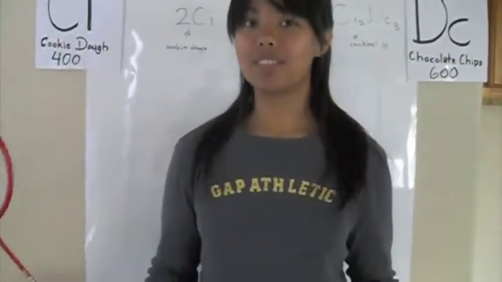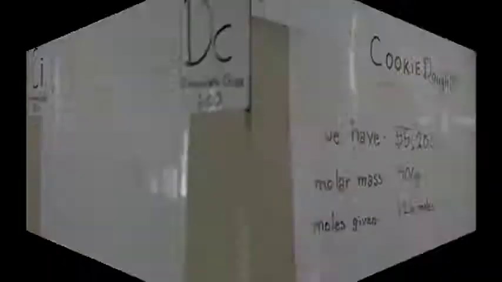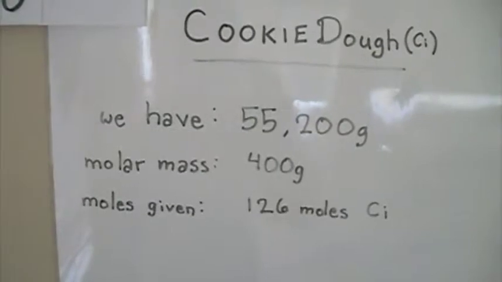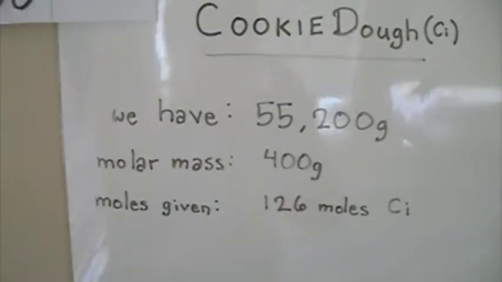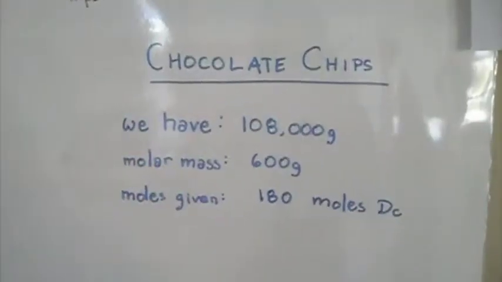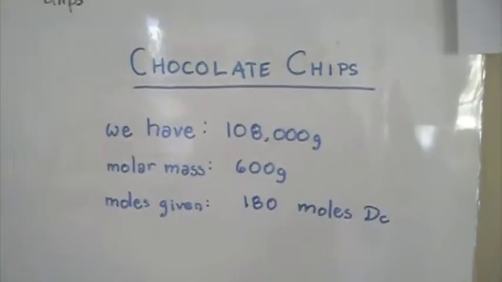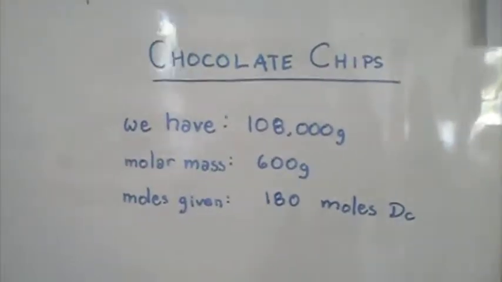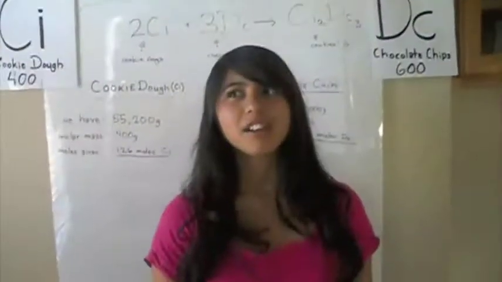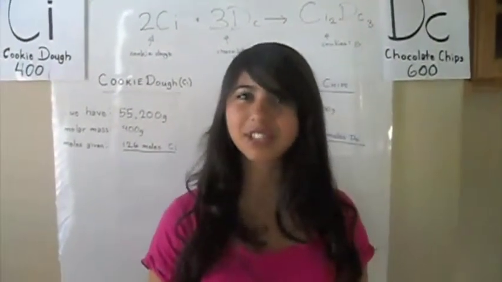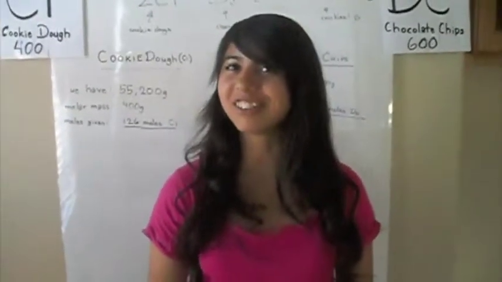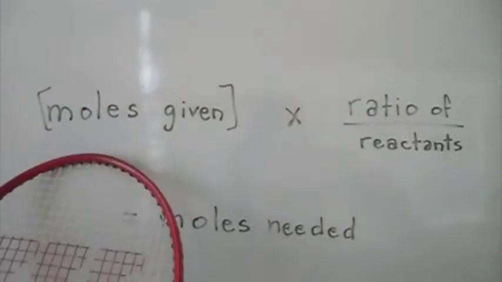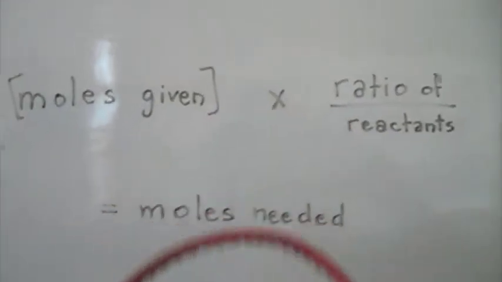Now let's look at what we have so far. Our reactants are cookie dough and chocolate chips. For cookie dough, we have 55,200 grams, and divided by the molar mass of 400 grams, we are given 126 moles of cookie dough. While for chocolate chips, we have 108,000 grams divided by 600, and we get 180 moles of chocolate chips. Now that we have the moles for each of the substances, we must now use the Molar Bridge. This is where we multiply the moles given by the ratio of reactants to get the moles needed.